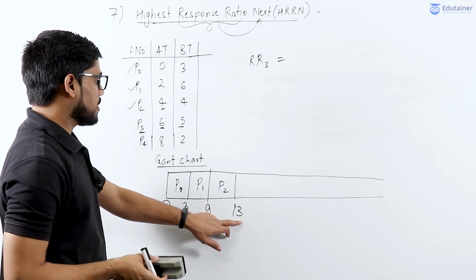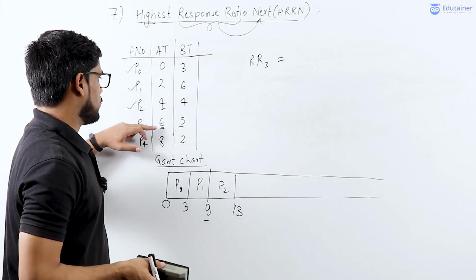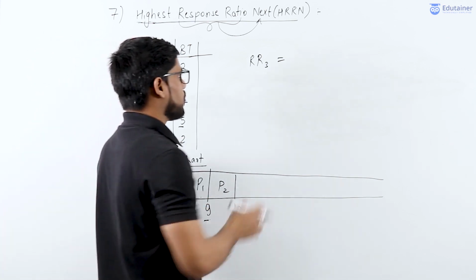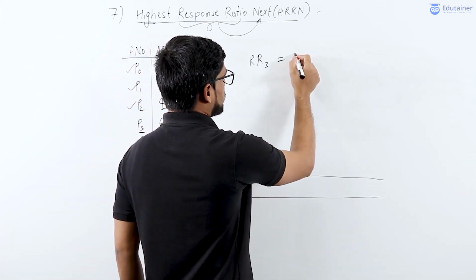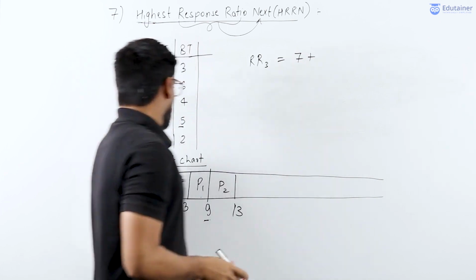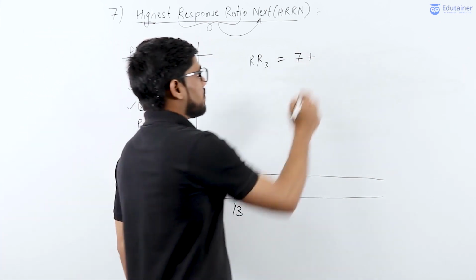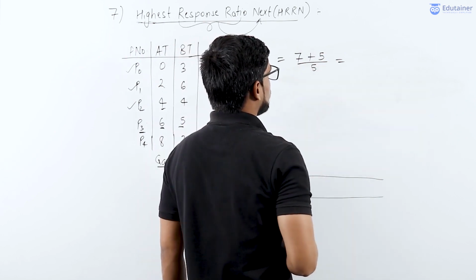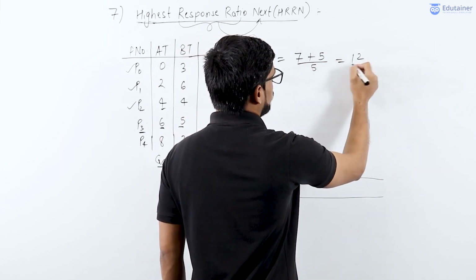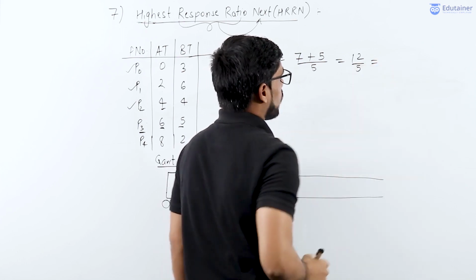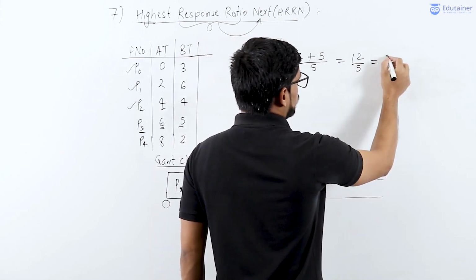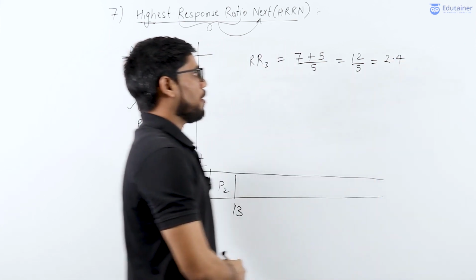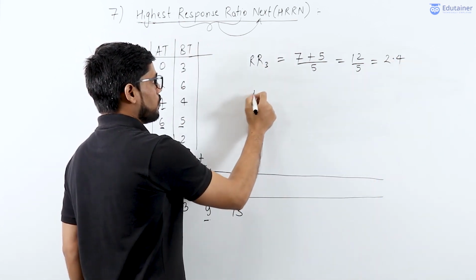So now the time is 13 and P3 arrival time is 6. So 13 minus 6 will be the waiting time of process P3. 13 minus 6 is 7. Now their service time is 5. 7 plus 5 divided by 5. So 7 plus 5 is 12. 12 divided by 5. So how much is this number? The exact number is 2.4.